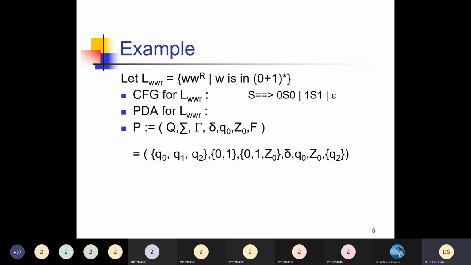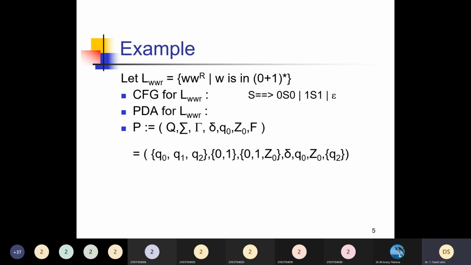What is the reverse of 0? It is 0 alone. Okay, and then coming to the second rule, capital S tends to 1 S 1. Here also the same thing: 1 is the string, and then the reverse of 1 is 1. And then epsilon, we can include the null string here. Am I clear? What is CFG?